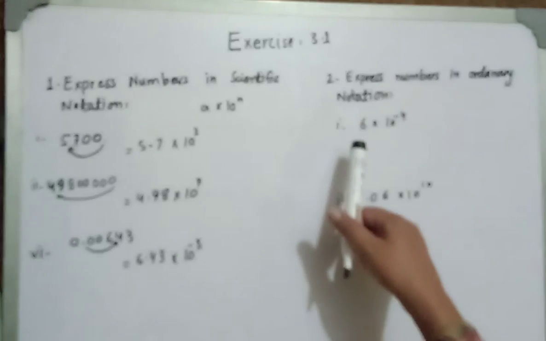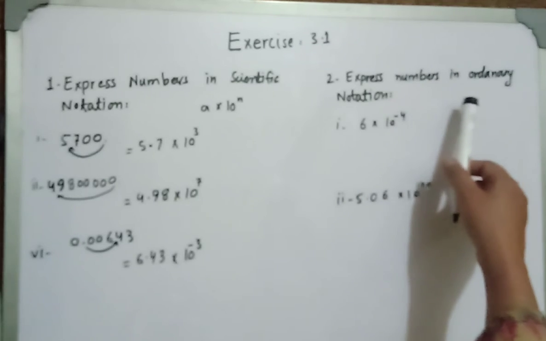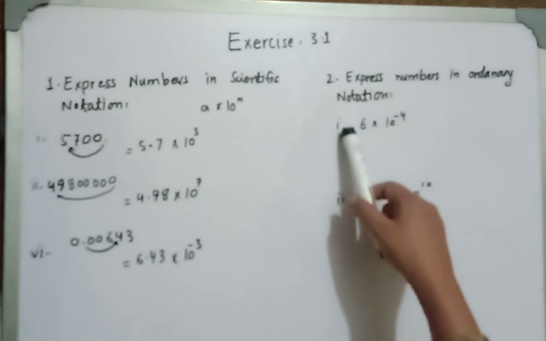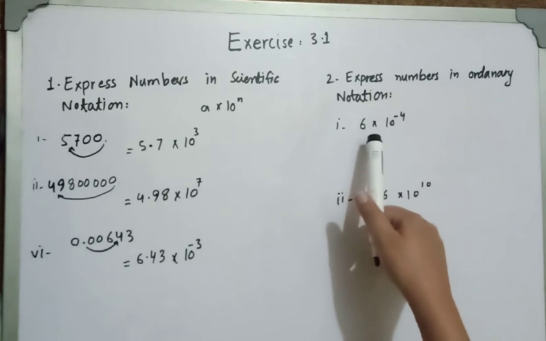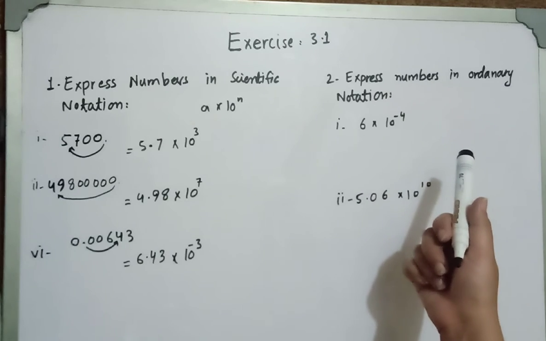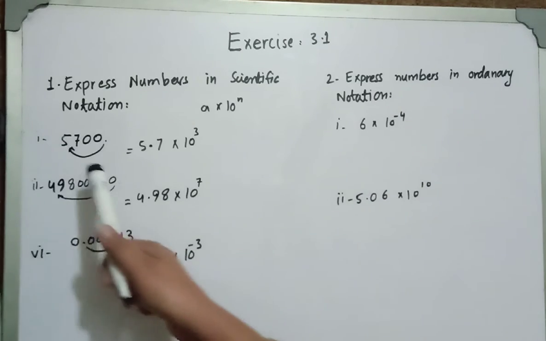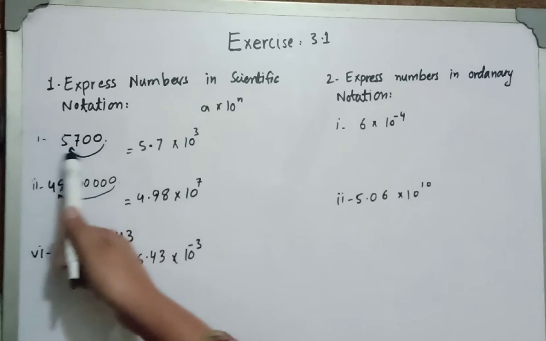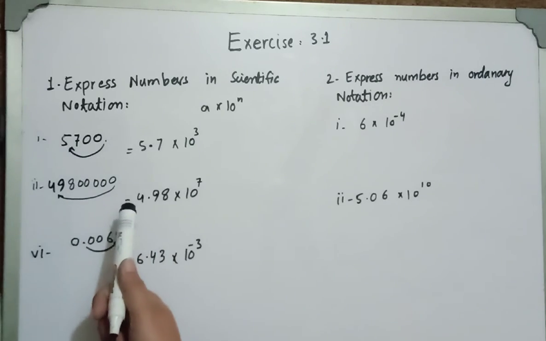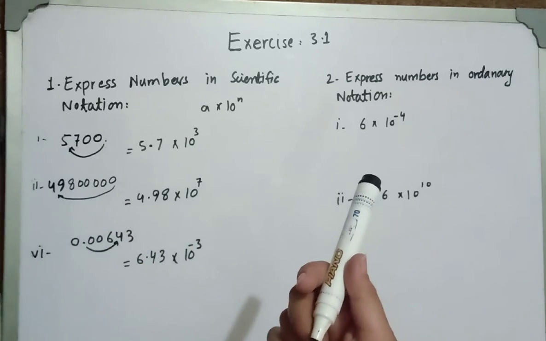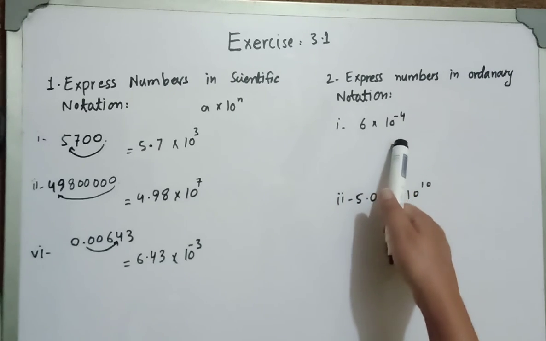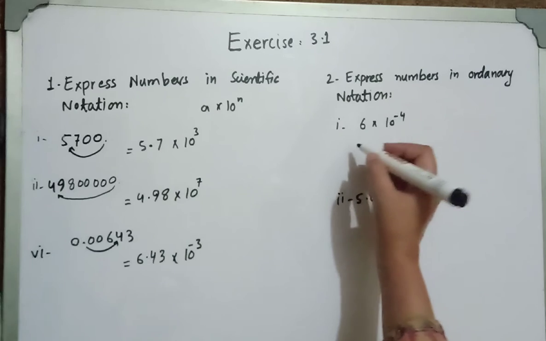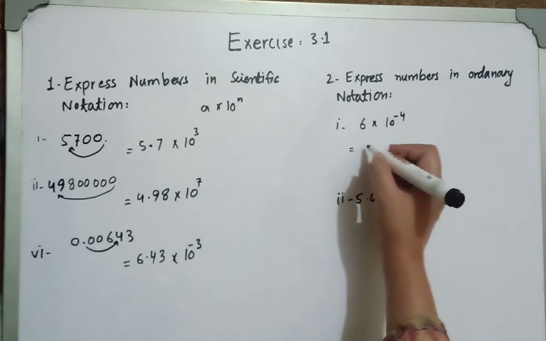Now moving to question number 2: express numbers in ordinary notation. Now they have given you questions in which the numbers are already given in scientific notation, but we are going to write that in ordinary notation. What is ordinary notation? Like in the previous question, they had given you ordinary notation, the ordinary way in which numbers are written. Now we are going to convert these numbers which are written in scientific notation to ordinary notation. So let's see how we're going to do that.